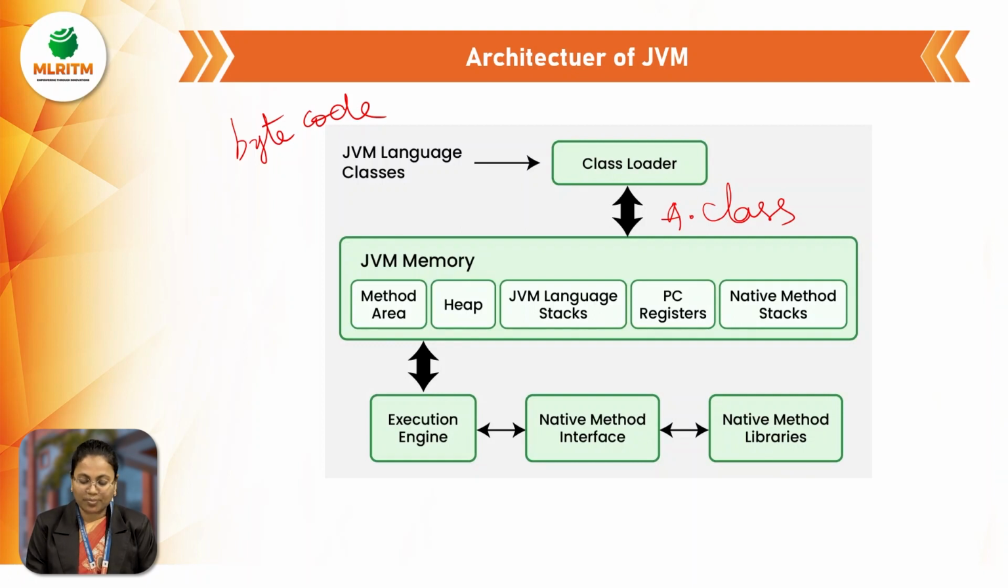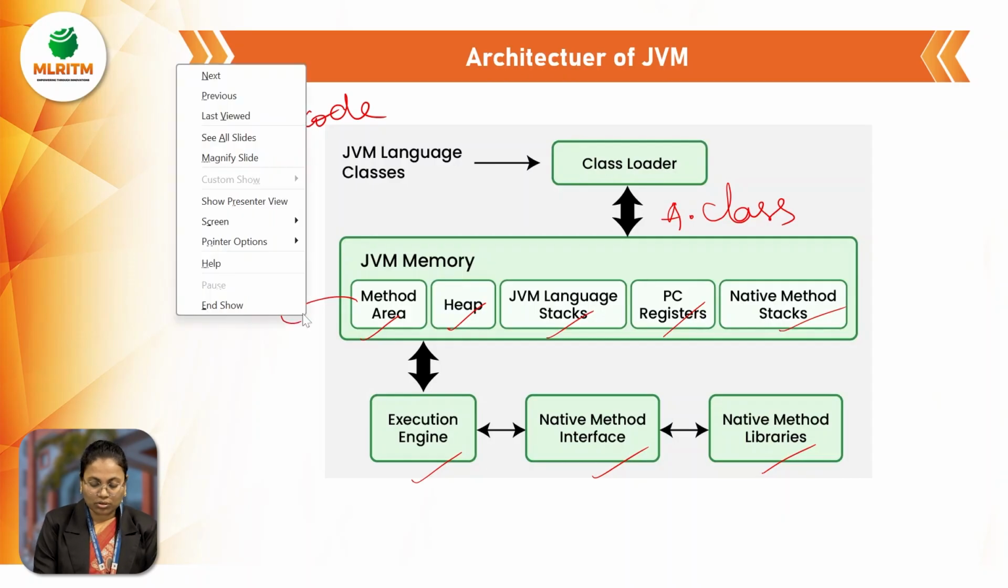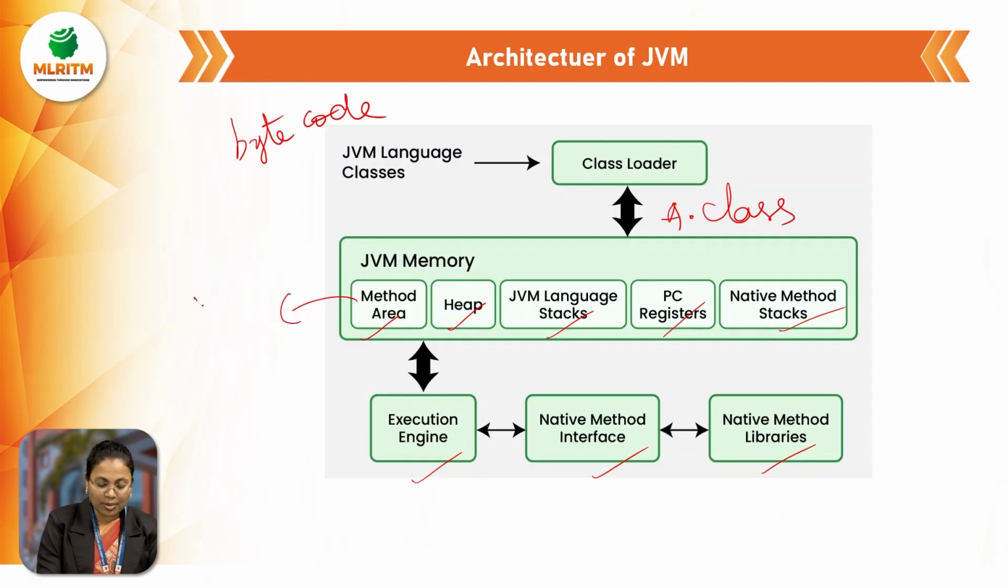Inside this JVM memory, we have method area, heap area, stack area, PC registers, native methods. Later we have execution engine, native method interface and native libraries. So what is the use of each module inside the JVM memory? Basically, method area is used to store memory for variables and methods. Inside the class we have variables and methods, so the memory for these will be allocated inside this method area.